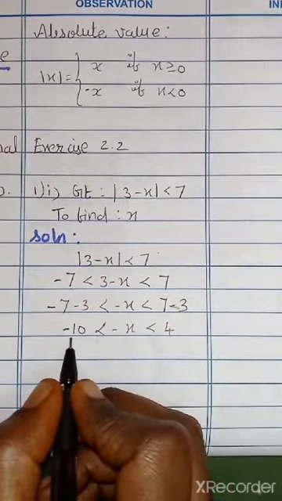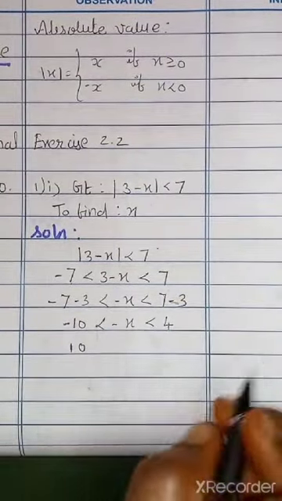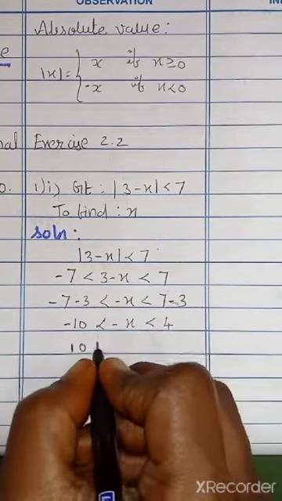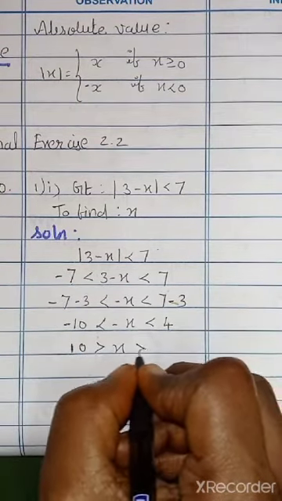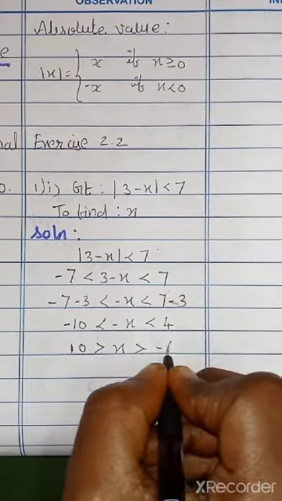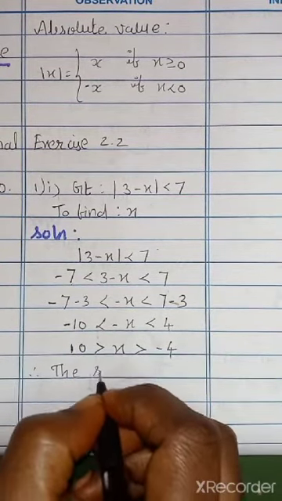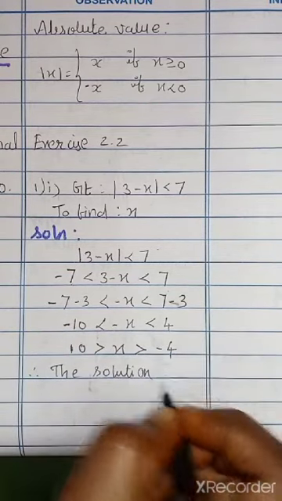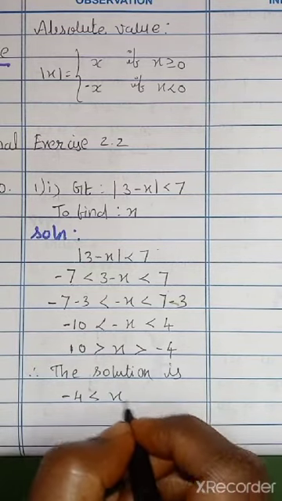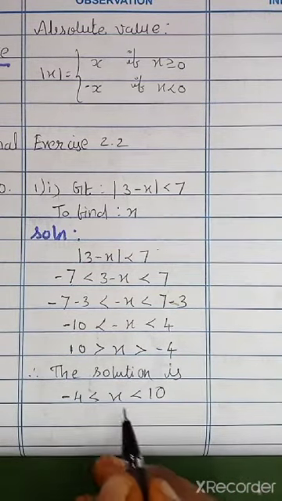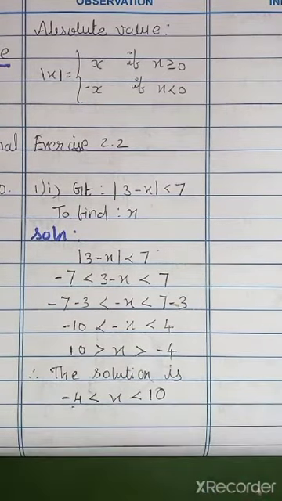So if I multiply by minus 1, this minus 10 will become plus 10, right? This less than symbol will become greater than, minus x becomes x, and again this is also greater than, this is minus 4. Therefore your solution set is minus 4 less than x less than 10. So your x can take value between minus 4 and 10. Is that clear?